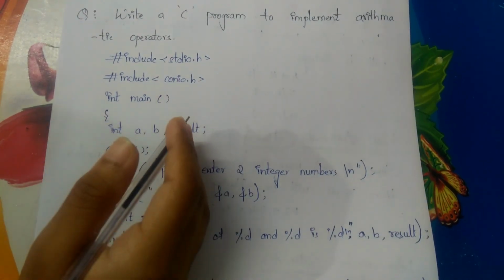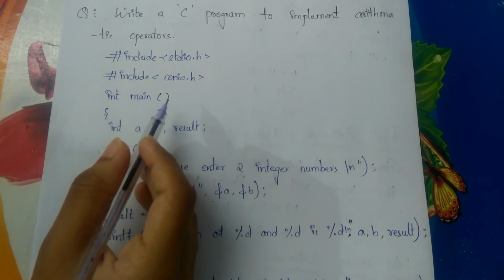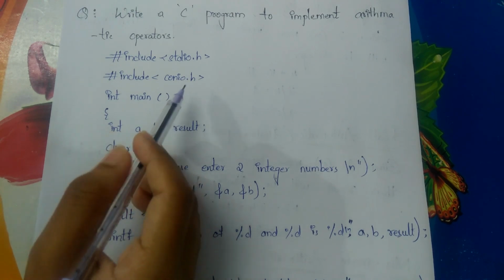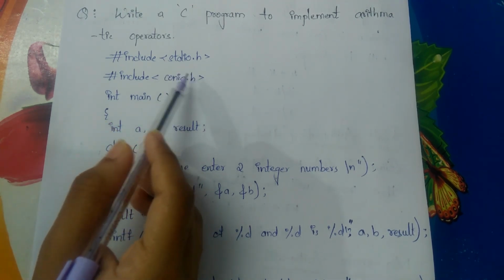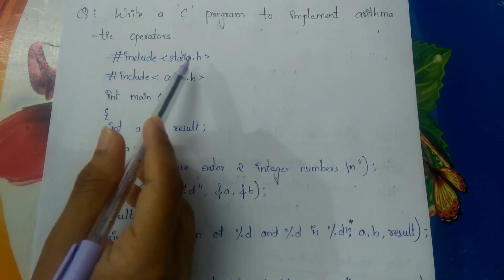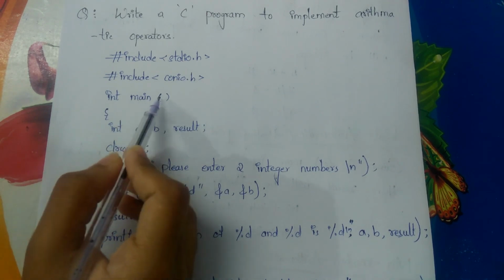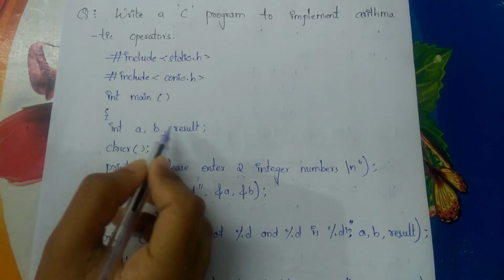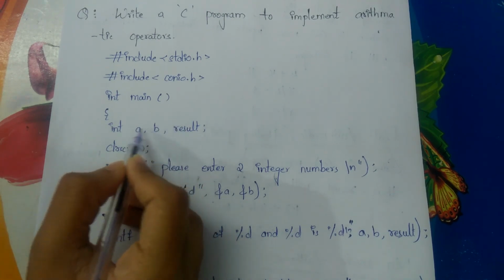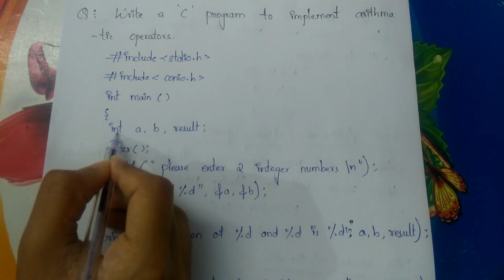Let's see the C program to implement arithmetic operators, which is an important one, and it can also be asked in the exam. So in this program, first we will include the header files: include stdio.h and include conio.h, and it starts from the main function. So in main, open the block: int a, b, result. That is, I am declaring three variables a, b and result, which are of the integer data type.